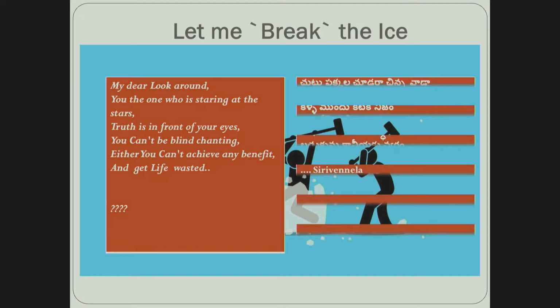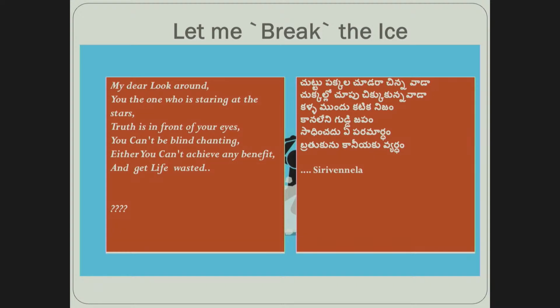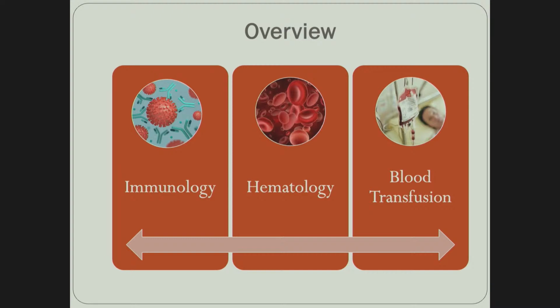So it's nothing. I just copied it from one of the famous songs in Rudraveena. It says "Chutupakala Chudra Chinnavada, Chukkalo Chupu Chikkunnavada." So autoimmune hemolytic anemia cases come in front of you, but you fail to recognize them, right? So this song is apt to describe autoimmune hemolytic anemia. It was written by Sirivennela Seetharama Sastry garu.